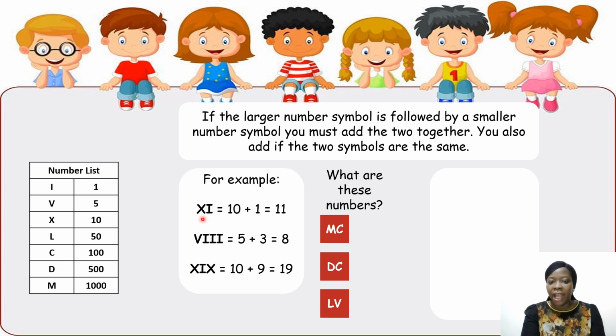For example, I have XI. X is 10. That is why we have 10 here. And I is 1. So because the larger number is followed by the smaller number letter, we add together. Same thing here. V is 5. I represents 3 ones, and that is 5 plus 3, and that gives us 8. Then we have XIX. X is 10. IX is 9. You find out why IX is 9 when I tell you the second rule. So 10 plus 9 is 19.